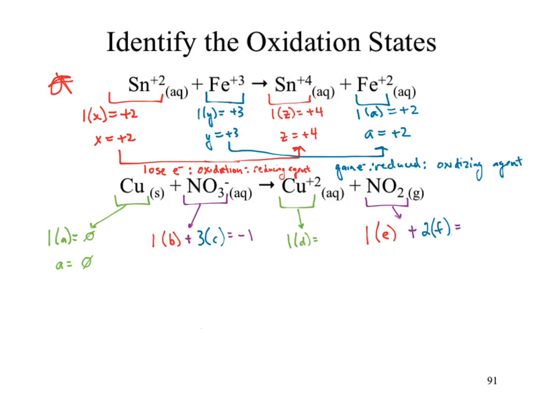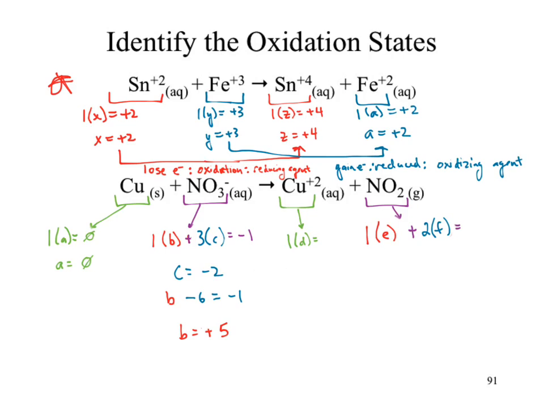I now have 2 unknowns, B and C. How do I solve? C is -2 because oxygen is always a -2. I can now set it up as B minus 6 equals -1, and I get B equal to +5. Yes. Okay.